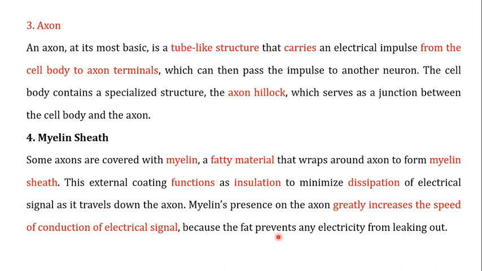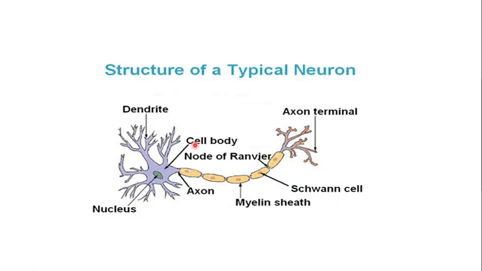Another important component that you see in neurons and not in the other cells of the body is known as the axon. An axon, at its most basic, is a tube-like structure that carries an electrical impulse from the cell body to the axon terminal, which then passes the impulse to another neuron. If you look over here, when the dendrites receive a message, that message travels towards the cell body. Now this other extension from the cell body is known as the axon, and starting from here moving up to here, this whole structure is the axon. Again, this axon is an extension of the cell body.